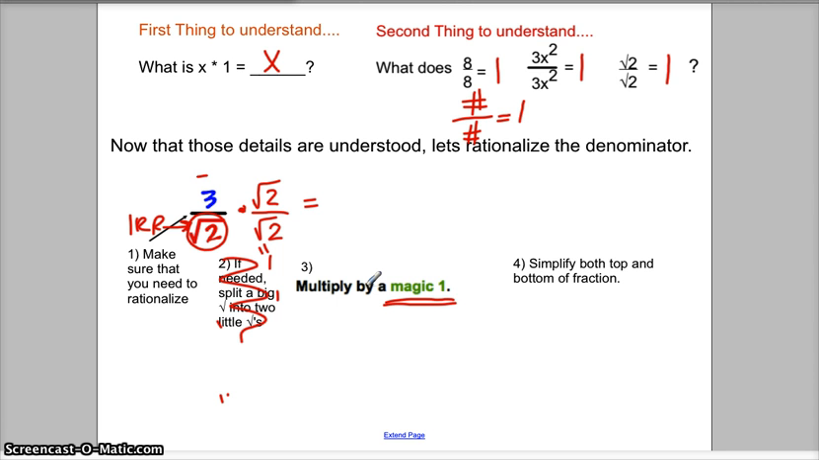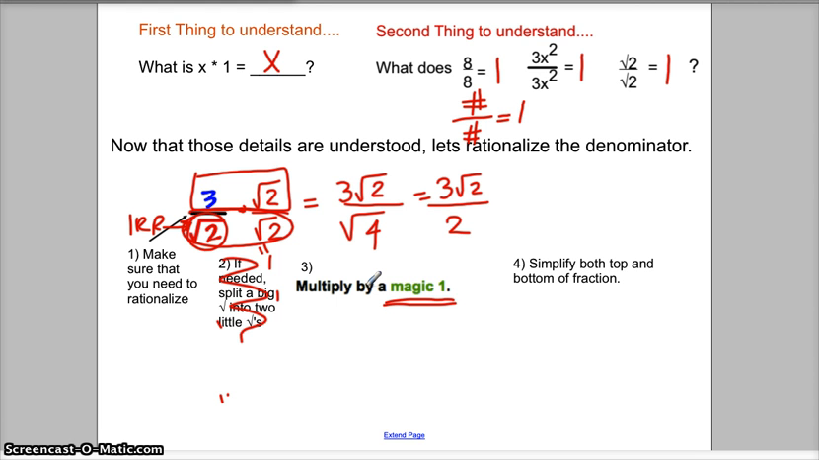When we multiply fractions, we multiply tops times the tops. I get 3 times the square root of 2. Then I multiply bottoms and bottoms. Square root of 2 times the square root of 2 is 2. I'm going to continue to simplify. Simplify top and bottom of the fraction. 3 over 2 do not simplify. There is my answer.